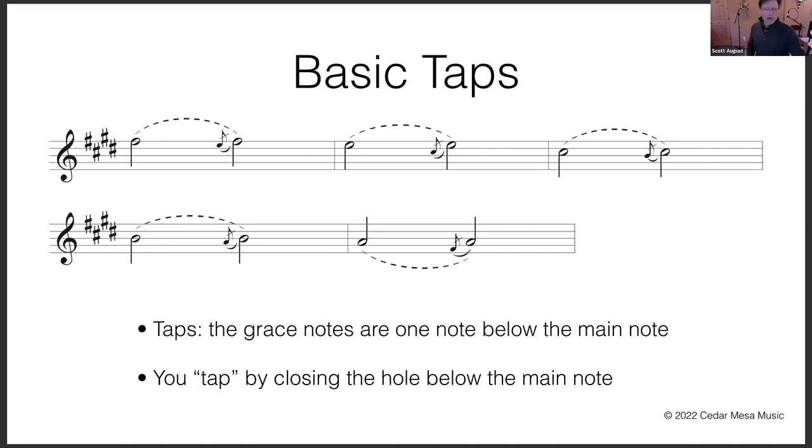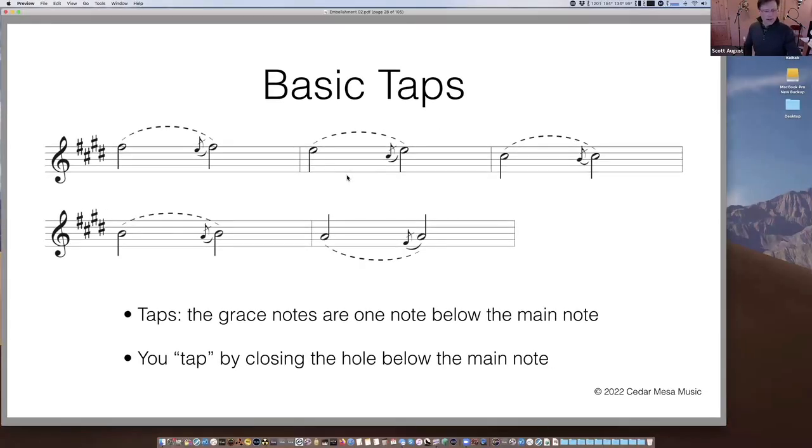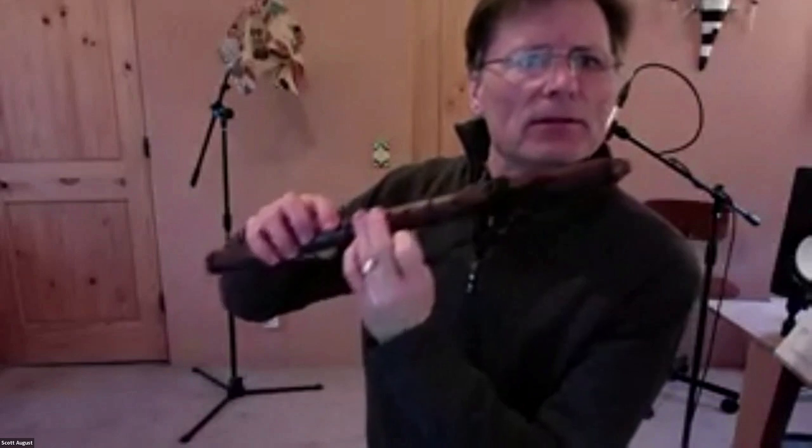And just to let you see what I'm doing here, and by the way, these are in the book, this example. Let me stop sharing so you can see me. All right. So on that first one, I was just holding an 8, and I'm just tapping the top hole that gets me the note below an 8, which is a 7. Okay, so this is why it's called the tap, because you're tapping the hole below it.